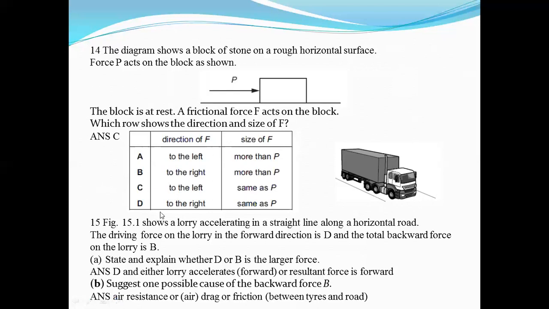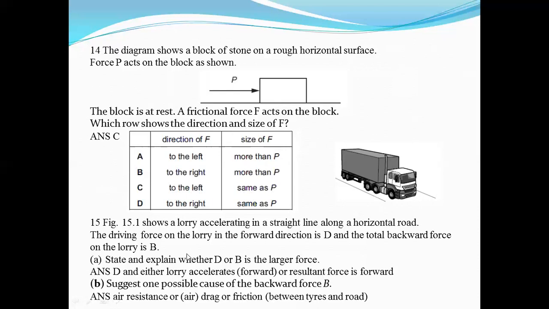Correct answer is C. Direction of F is towards left. P is acting towards right. F is going to act towards left. Its magnitude will be the same as that of P because the block is in the state of rest. If a body is in the state of rest, the forward and backward forces have the same magnitude. Magnitude of frictional force will be the same as P. Its direction will be opposite to P. Direction of P is towards right, so direction of F will be towards left. C is the correct answer.